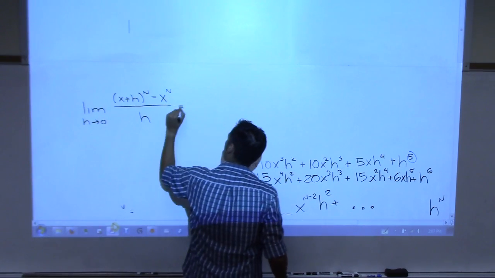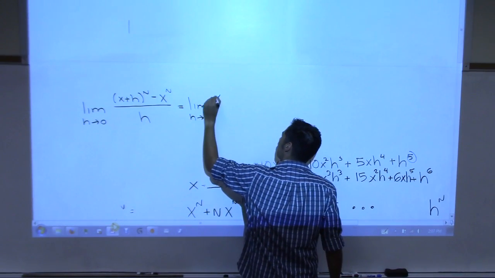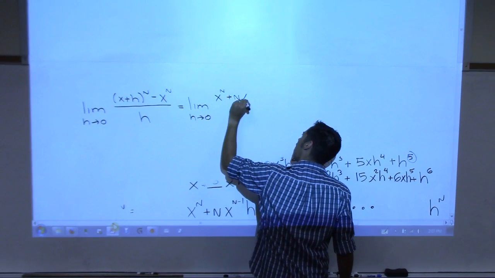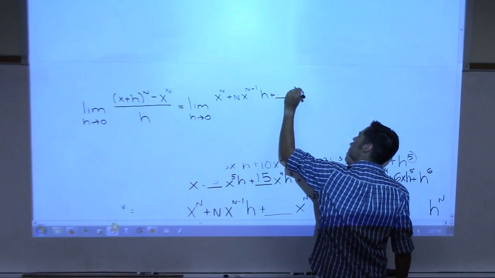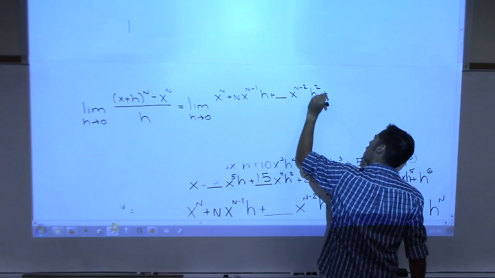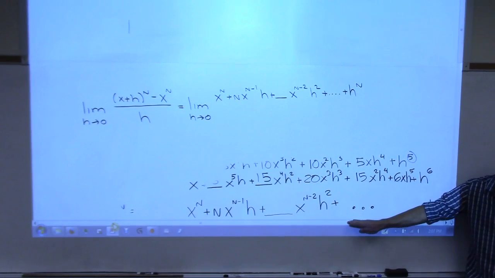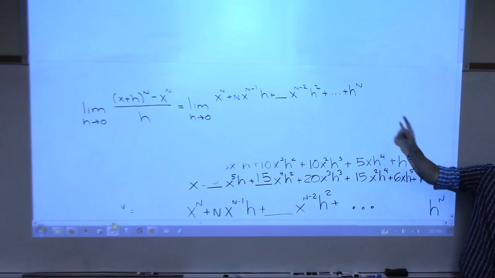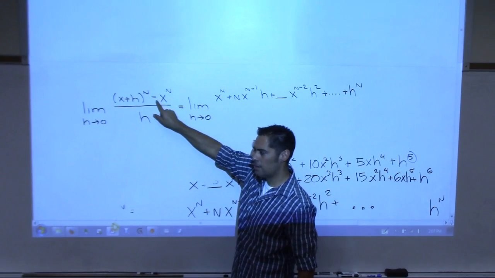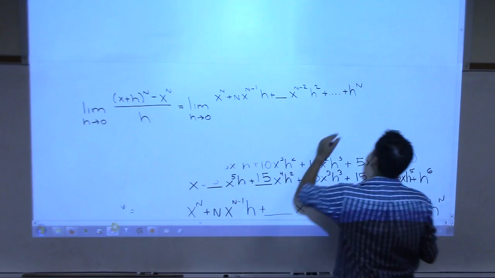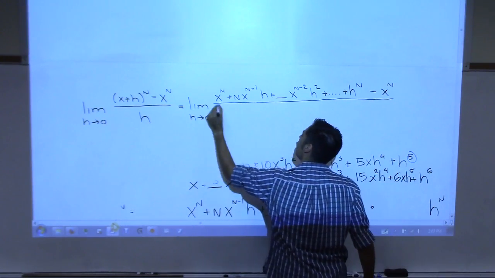It looks like this. Limit as h goes to 0 of x to the n plus n x to the n minus 1 h plus something I don't even know, x to the n minus 2 h squared plus, and it's going to keep doing that all the way till I get to h to the n. That's this right here. What do I still need to put up here, though, with it? Minus x to the n. This is key right here. Minus this, right? So I'm going to put that right here. Minus x to the n. All of this over h.